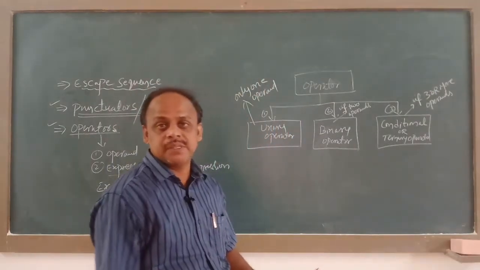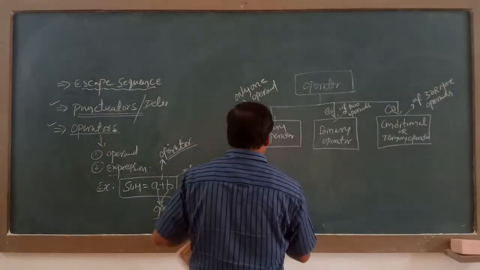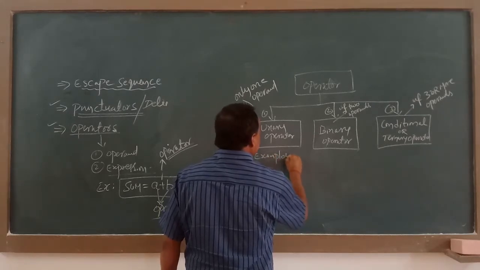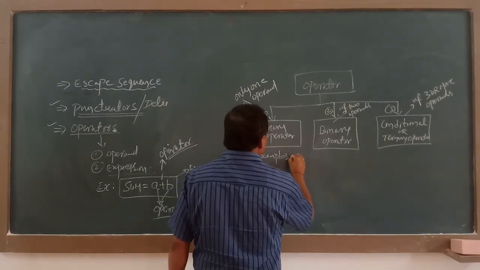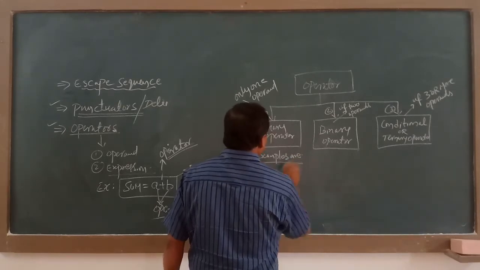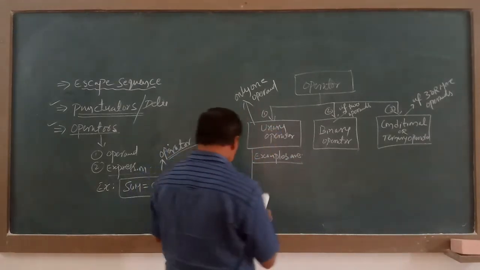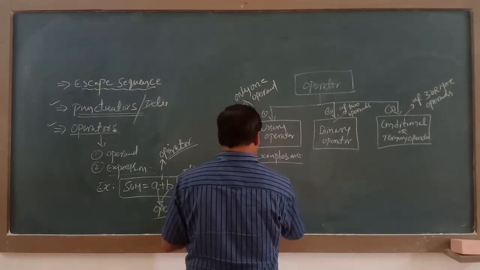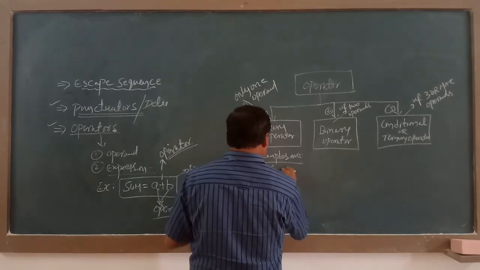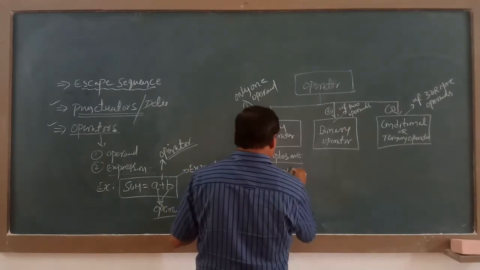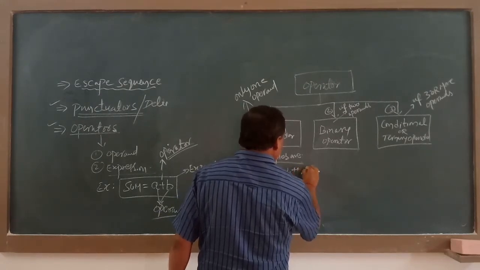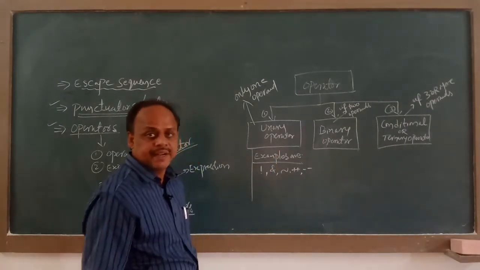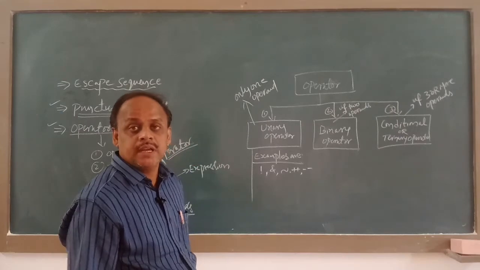Now let us see some examples for unary operators. Examples for unary operators: exclamation, ampersand, complement, plus plus, minus minus. See here, these are the examples for unary operators.